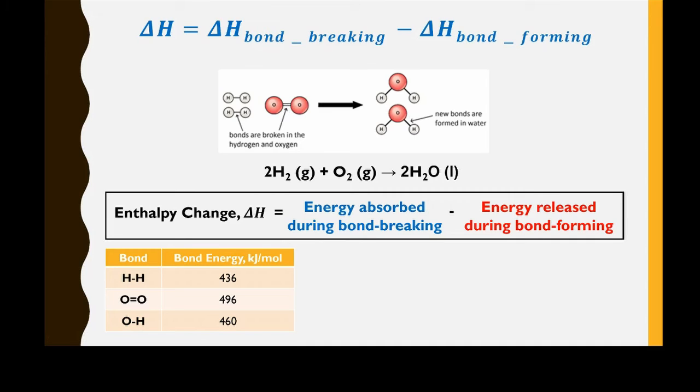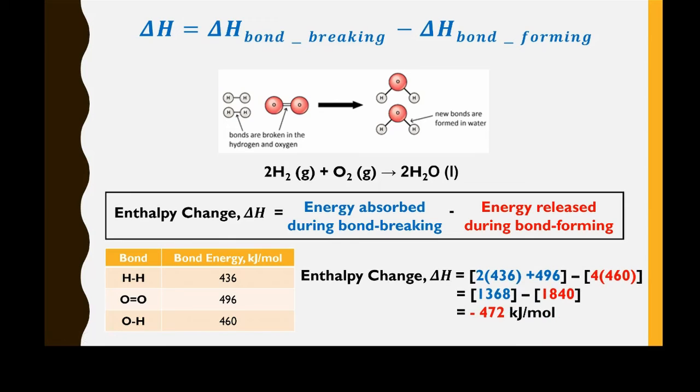You have to calculate the sum of the energy involved to break two H-H bonds, which is 2 times 436 kilojoules per mole, and one of the oxygen molecule, which is 496 kilojoules per mole. You sum this up and then you minus off the energy that is given off in the formation of 4 O-H bonds due to these two water molecules, and then you get negative 472 kilojoules per mole.